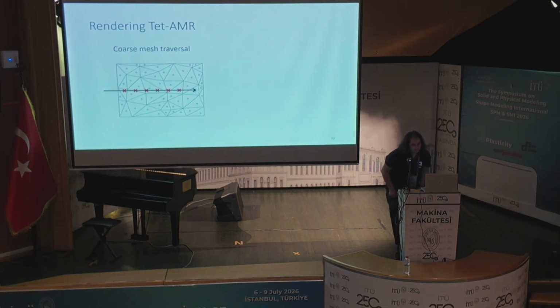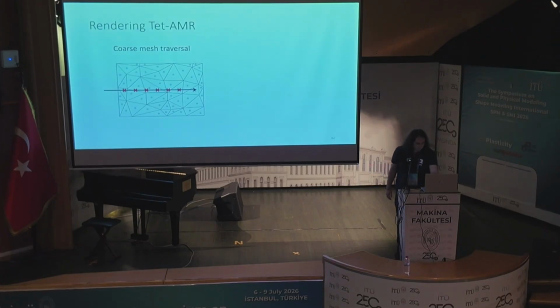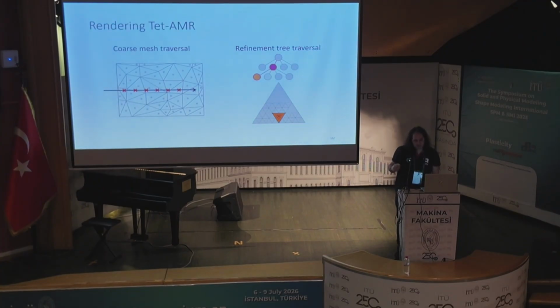So when we are talking about rendering, it consists of 2 stages. The first one is coarse mesh traversal, where we traverse the coarse mesh one element at a time. And using a rendering algorithm, we decide where to take samples, and we take the samples. To take samples from that volume, you need to go down to the leaf element and create the leaf element vertices and interpolate the vertex scalars. For that, we use refinement tree traversal.